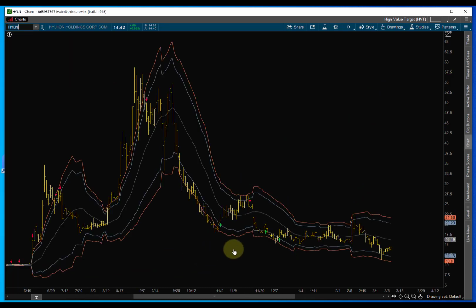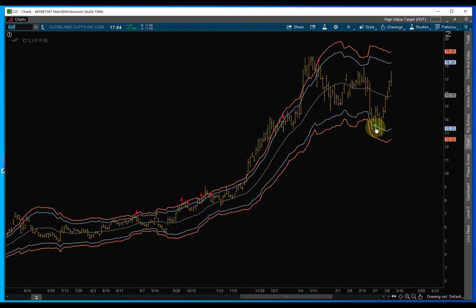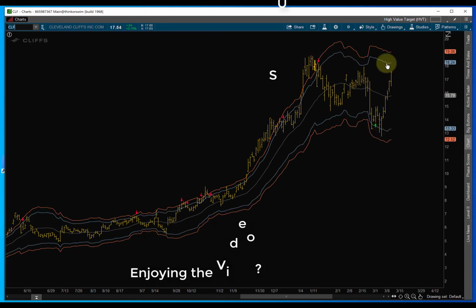HYLN, another name that's coming up on the Wiretapper. Sells, buys, sells, buys. Really nothing to do here. This is no man's land. I would take a pass. Cliff, great buy. Do we sell right now? Not yet. Patience. Wait until we get some signals. If you were long, great place to cover.